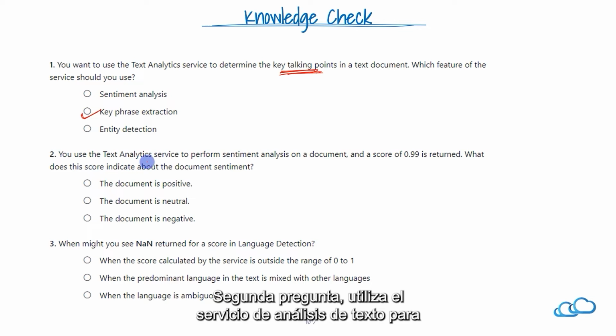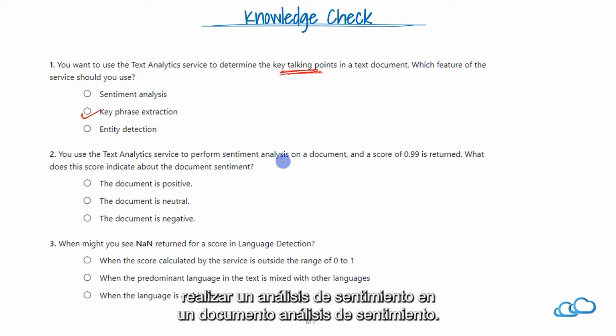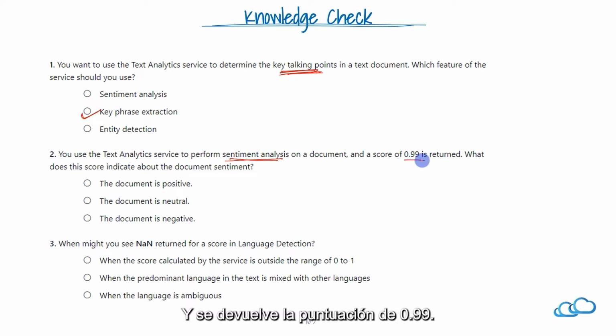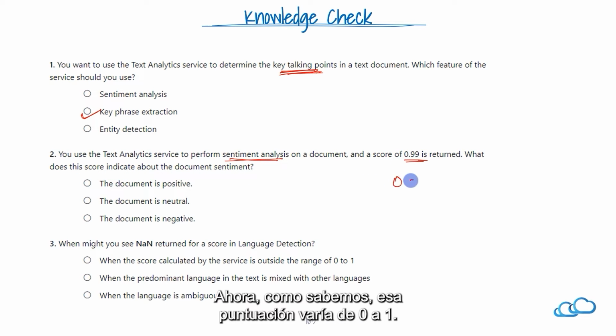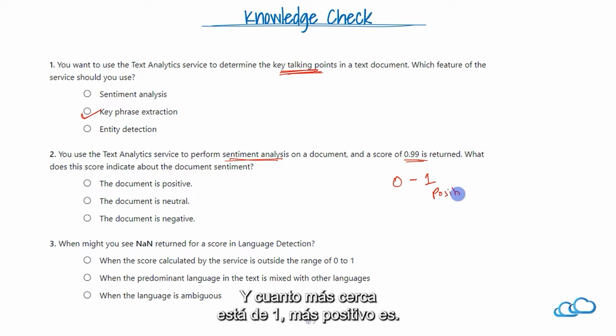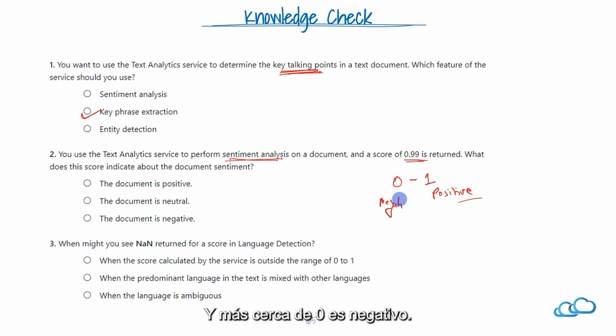Second question, you use the text analytics service to perform sentiment analysis on a document, and a score of 0.99 is returned. What does this score indicate about the document sentiment? Now, as we know, the score varies from 0 to 1, and the closer it is to 1, the more positive it is, and closer to 0, it is negative. So 0.99 is obviously closer to 1. So this is positive here.